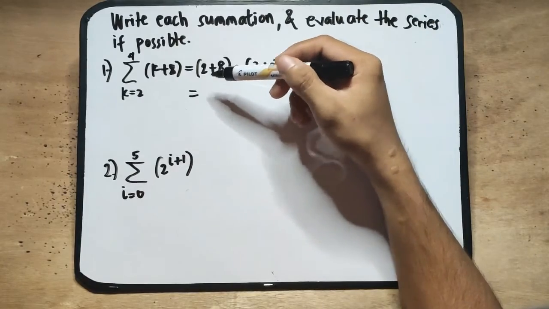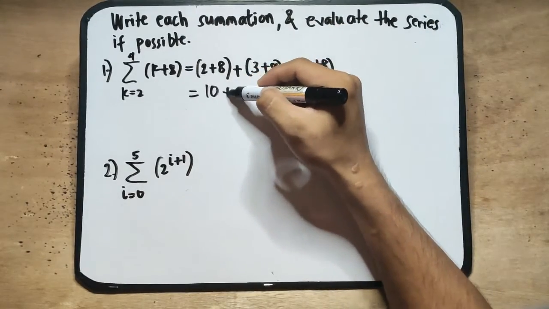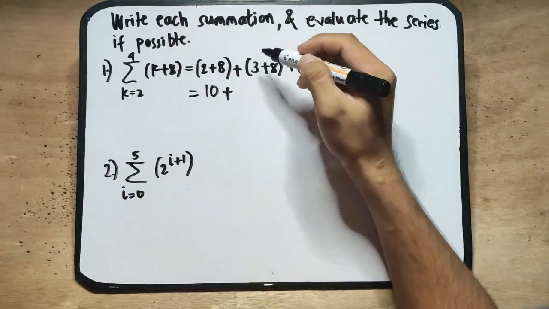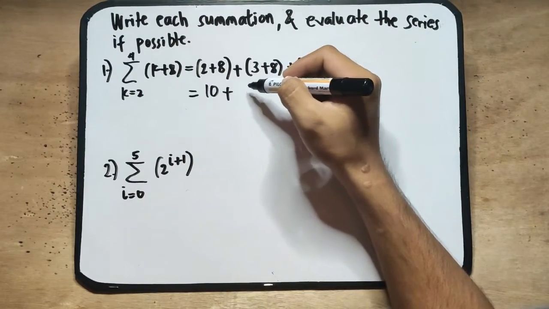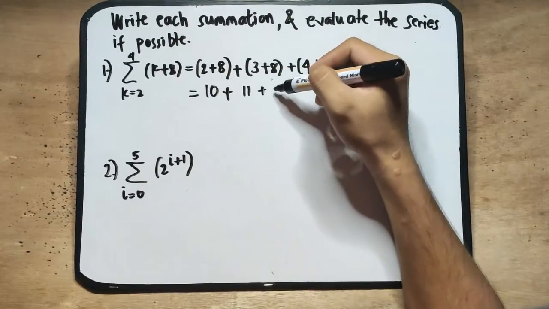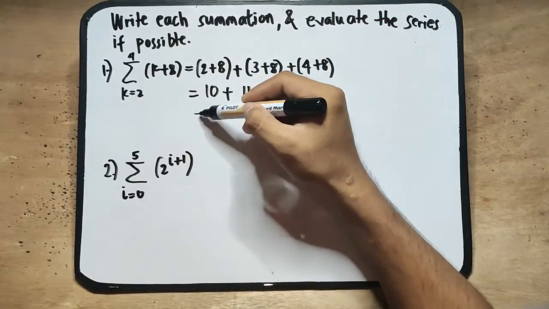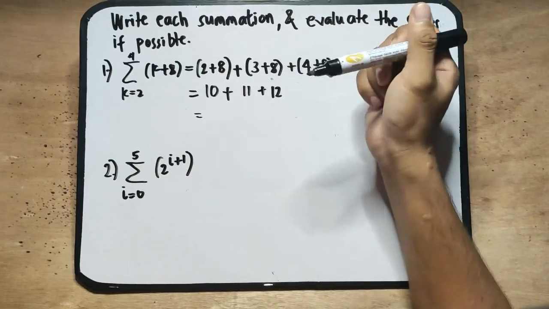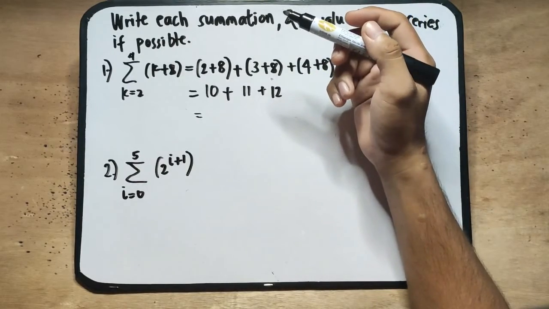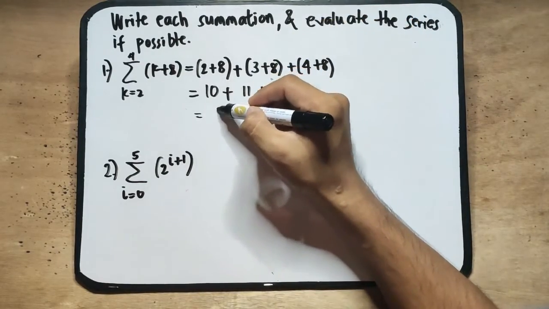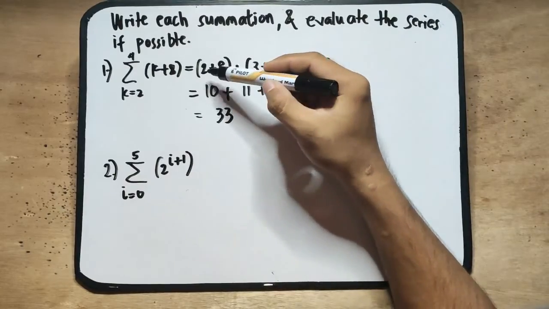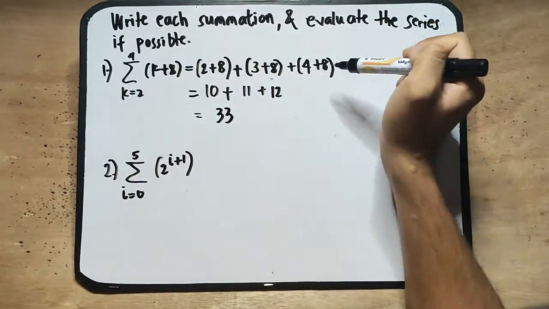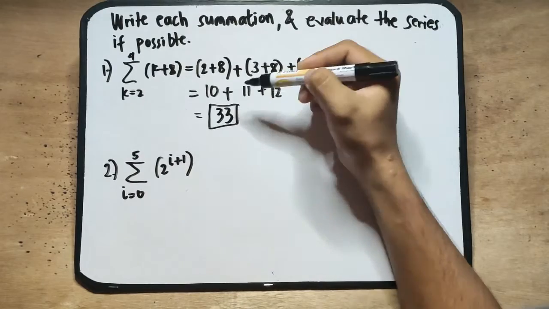So, simplifying further, we have 2 plus 8 is 10. Then, 8 plus 3 is 11. Then, 8 plus 4 is 12. So, simplifying further, this will be 10 plus 11 is 21. Plus 12 is 33. So, the value of the series, we have 33.